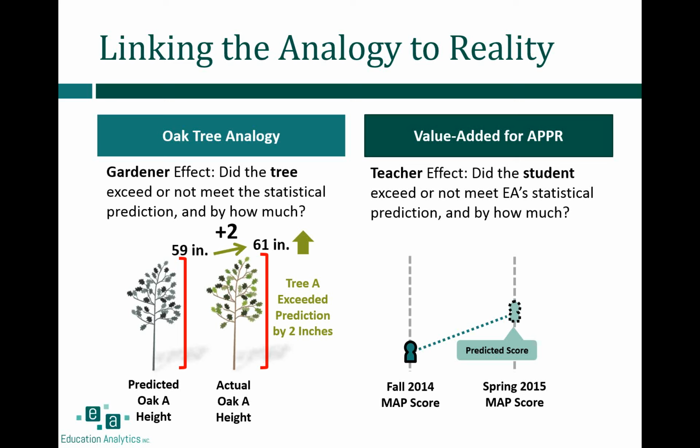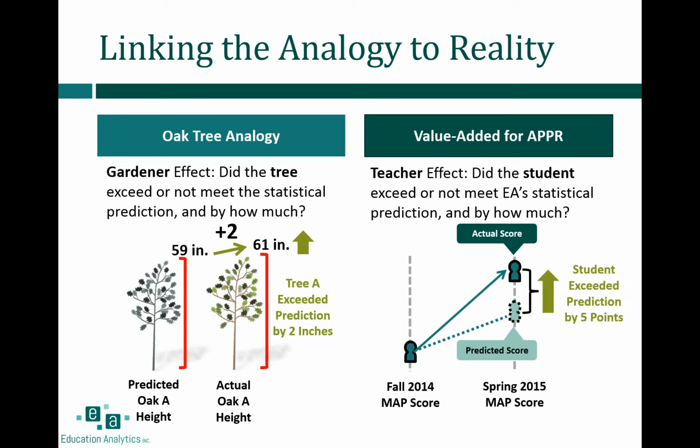Similarly, in the education context, in order to find a teacher effect or a school effect, we ask whether the student exceeded or did not meet Education Analytics' statistical prediction, and by how much. In this case, we had a predicted score for a student, and then the actual score ended up being higher at the end of the year. The student exceeded prediction by 5 points.